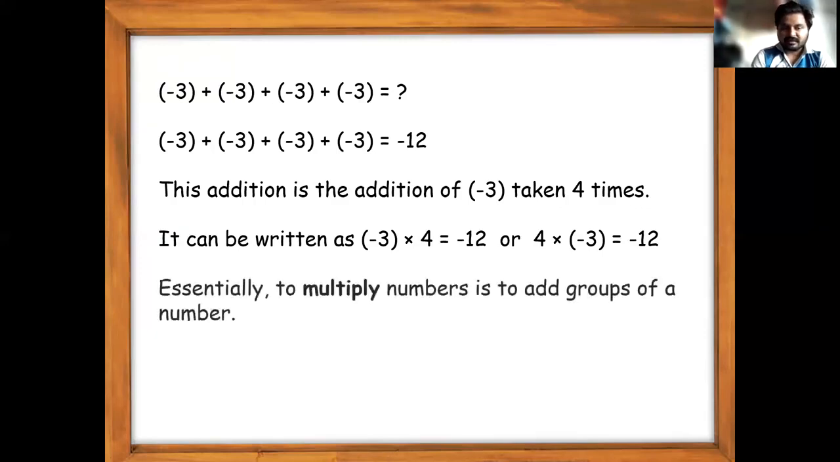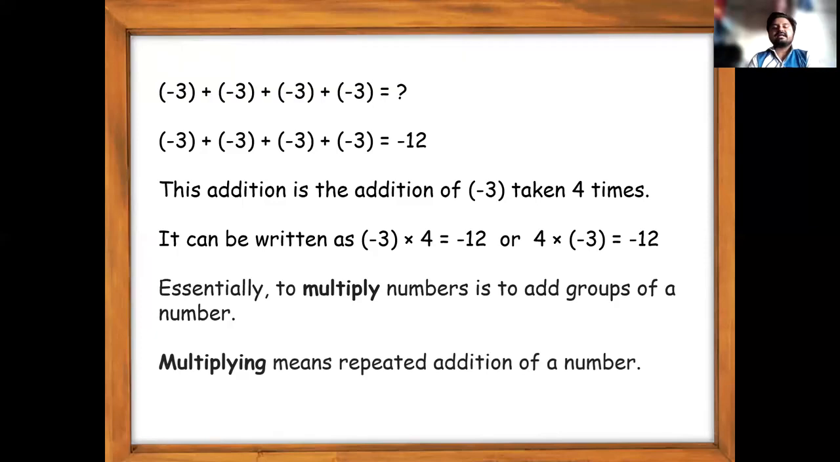So students, essentially to multiply numbers is to add groups of a number. As you can see, we have the number 3 and a group of the number is repeated over there. So this addition is nothing but the final answer you would get after multiplication. That is, multiplying means repeated addition of a number. So the number should be the same. That's the only condition.